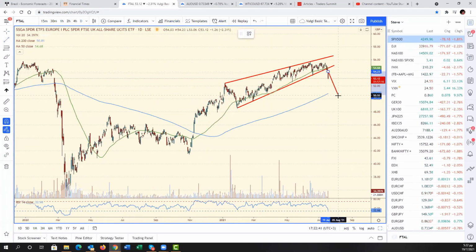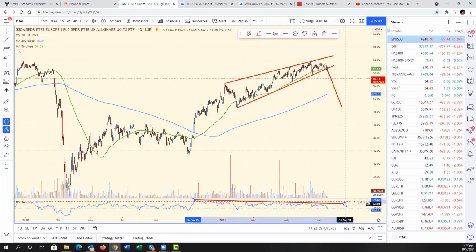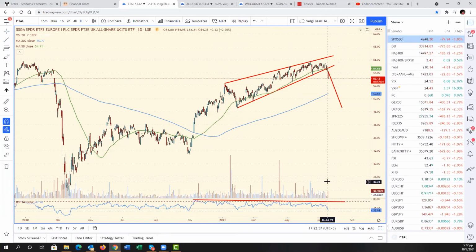Technically speaking, this now points to a retracement back to 48.60. A full retracement of the wedge. Just look at this amazingly prolonged RSI divergence as well. There we go. Yeah, so this looks very bearish at the moment. Very bearish at the moment. In the short term, at least, it looks like it wants to retrace a lot more of what we've already seen.